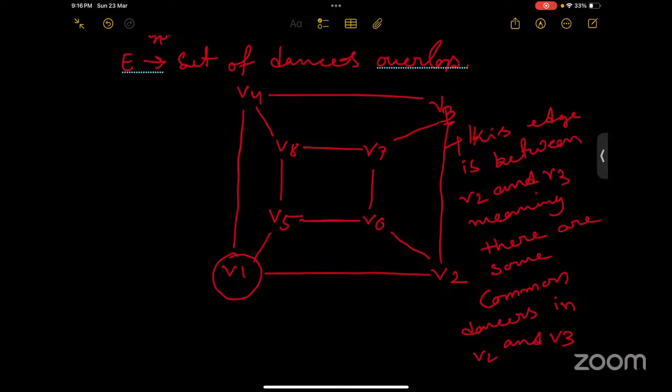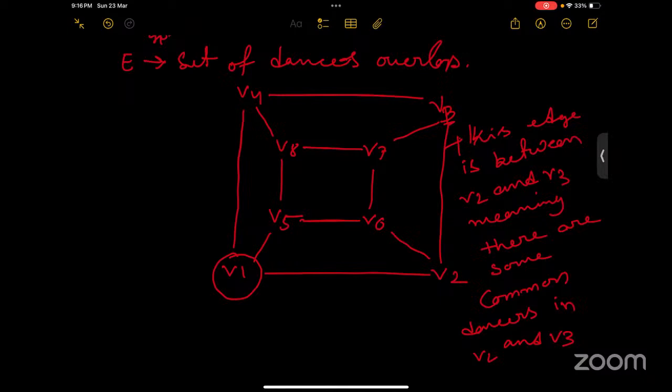If I perform V1, then we can't take V4, V5 and V2. Why? Because one student can perform in one dance only, at most one dance. So we are taking V1. That means there are some students who are in both V1 and V2, in both V1 and V4, and in both V1 and V5, right? Because they have a common edge. That means there is some intersection between these sets, right?